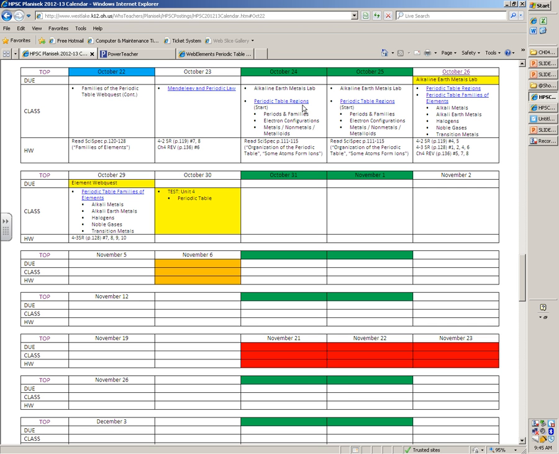Okay? Yes, Dave? The noble gases and halogens, are they considered a non-metal or metal? Absolutely. We will talk about those a little bit more today. Definitely non-metal.